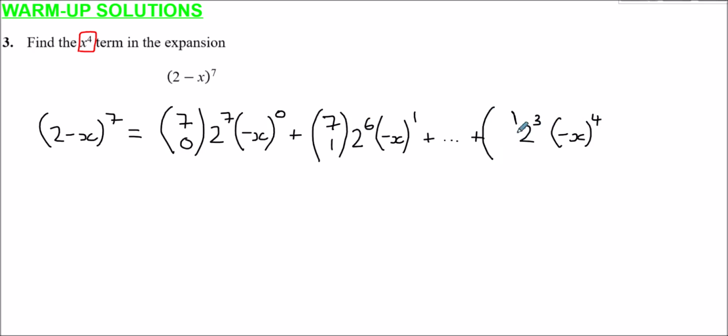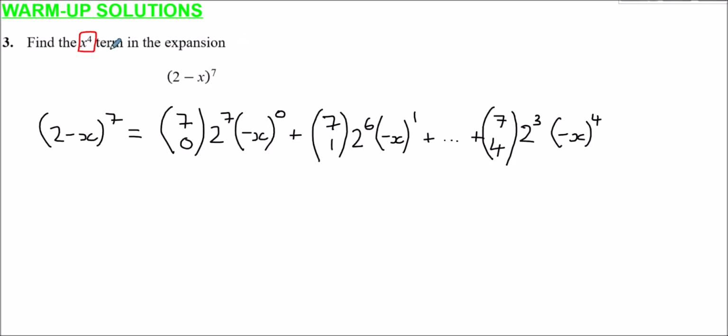Another thing to spot with these patterns is that this bottom number is always the same as the power of the second term in the bracket. So because we want this to be power 4, our bottom number is a 4, and the top number, as ever, because it's power 7, is 7.